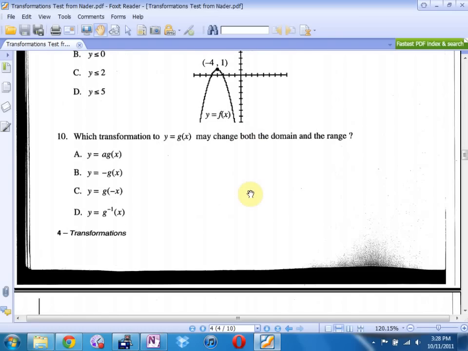Thank you. Number 10. Again, here's another way that I can take a basic concept and just add a bit of a twist to it. Which of those transformations would affect both the domain and the range? What affects the domain? Horizontals, right? What affects the range? Verticals. So it better have both if it's going to affect both. Does that have both? Nope. Does that have both? Nope. Does that have both? How do I find an inverse? Which means I think your domain would become your range, and your range would become your domain, and that would absolutely be D.